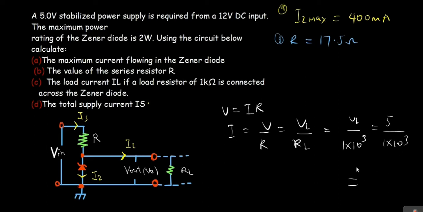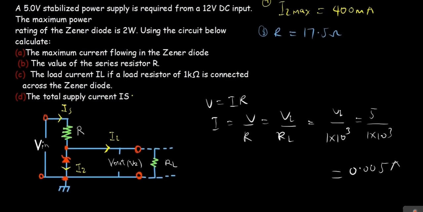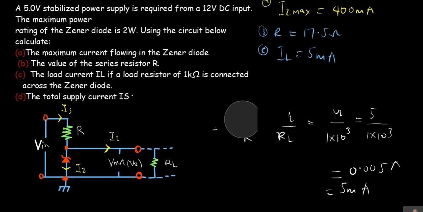So let's see what we get for that. That will be 5 over 1000. So that gave me an answer of 0.005 ampere, but it's too small, so let's multiply by 1000 so that we change it into milliampere. This will give me 5 milliampere. So that will be the load current when the load resistance is 1 kilo ohm. So for the C part, IL will be equal to 5 milliampere. Now let's continue and solve for the last part.